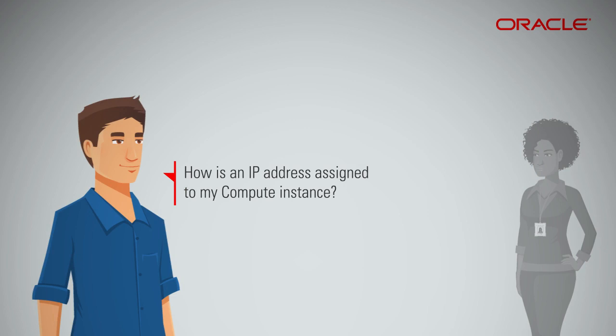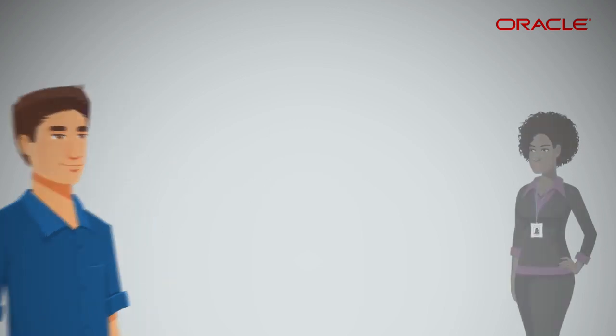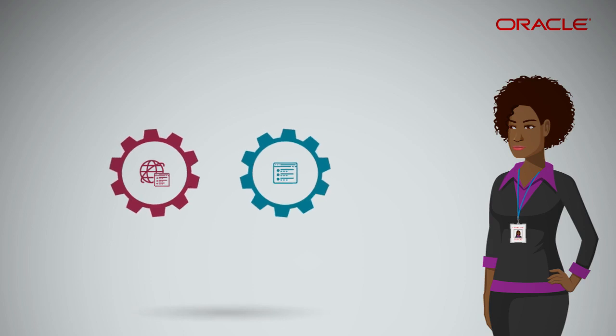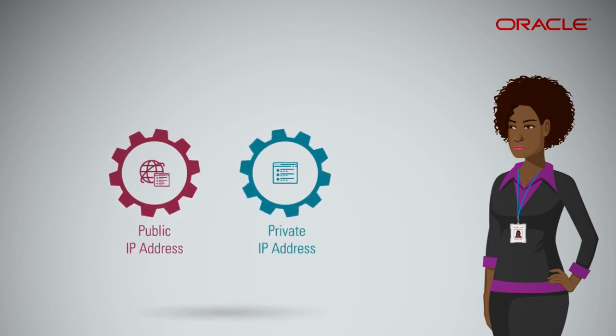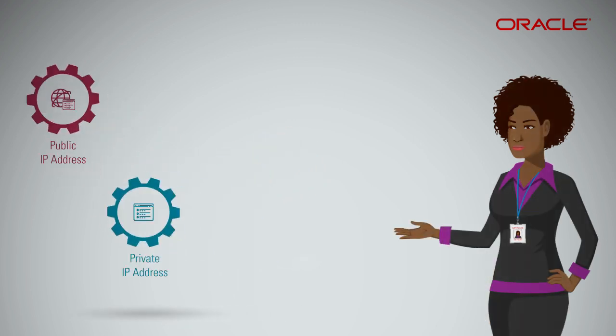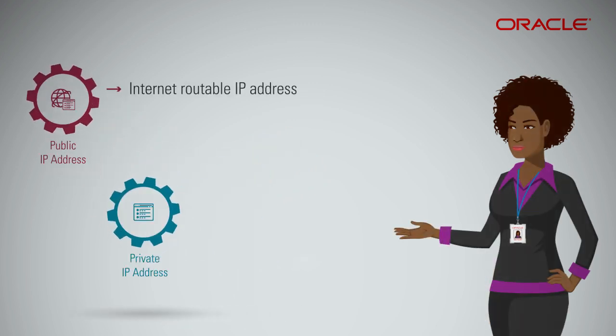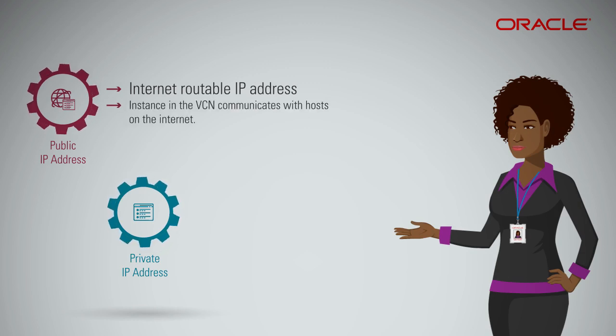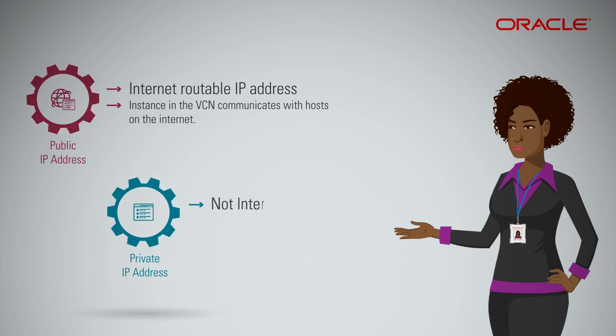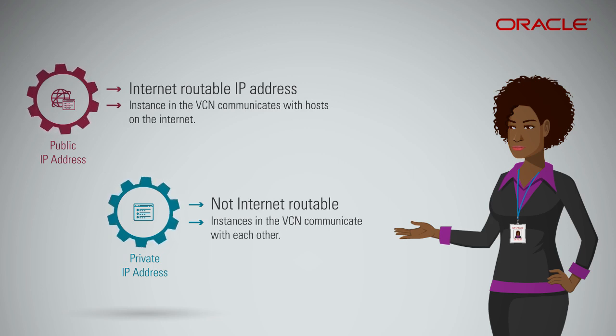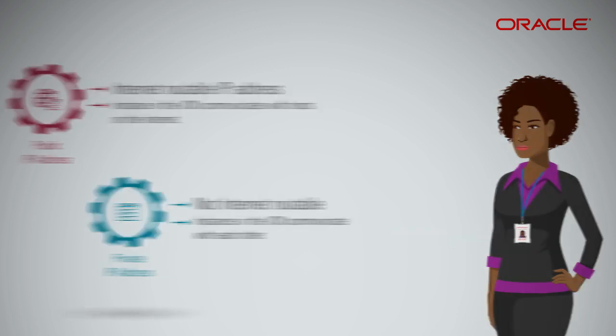How is an IP address assigned to my compute instance? Good question. Let us first understand the two IP address types, public IP address and private IP address. A public IP address is an internet routable IP address. An instance in your VCN communicates with hosts on the internet via a public IP address. A private IP address is not internet routable. Instances inside the VCN communicate with each other using private IP addresses, ensuring strong isolation.